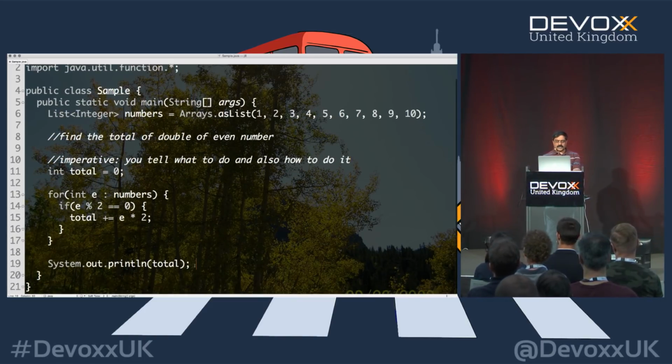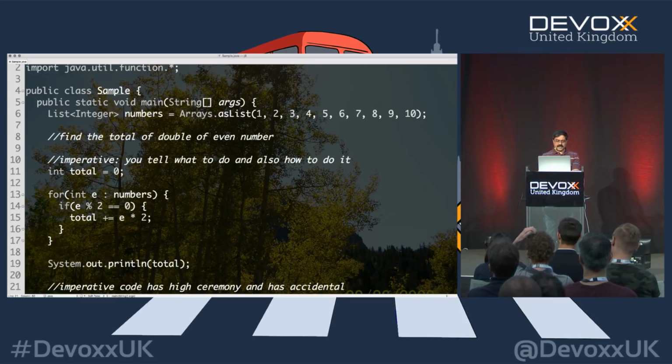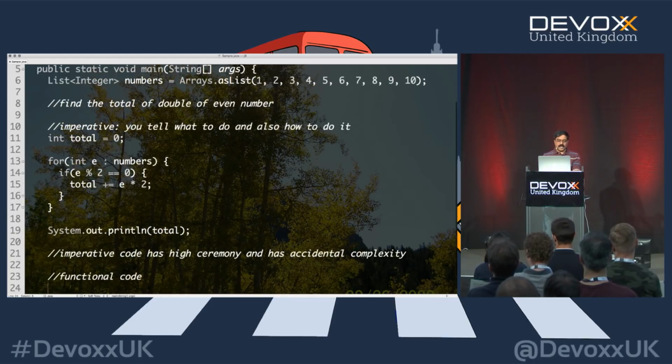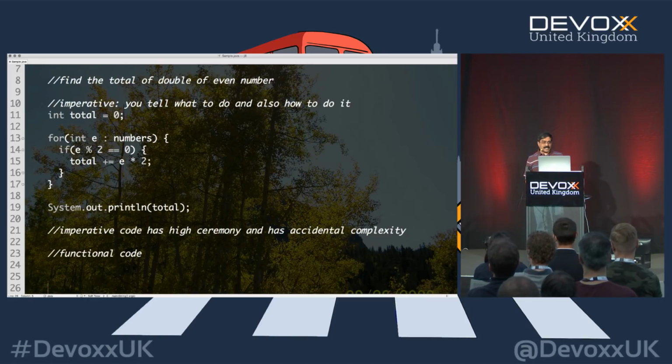So I'm going to say, first of all, imperative code has high ceremony. And not only that, it also has accidental complexity. This is one of the things we have to really deal with: it has accidental complexity baked into it. But on the other hand, functional style code is less complex and less ceremonious as well. Let's write this exact code in a functional style and see how it feels.